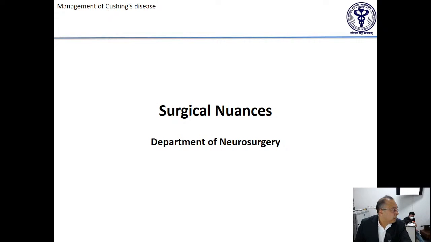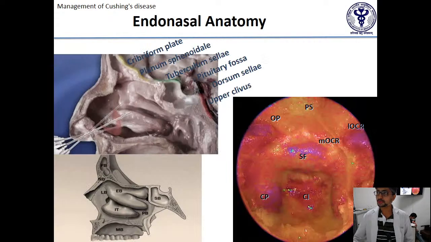Now I invite Dr. Amol for the surgical part. Thank you, sir. So once our endocrinology colleagues have confirmed the diagnosis and our radiology experts have helped us localize the tumor, then we proceed with the surgical management of these cases, and I'll be discussing the operative nuances.